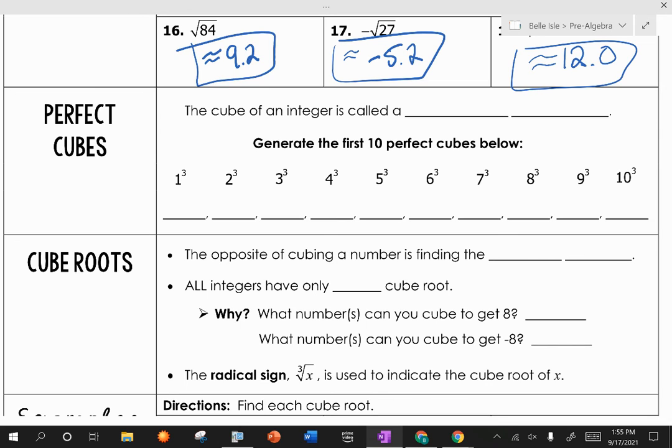Perfect cubes. What's the deal? The rest of the notes? I'm giving you the answers anyway. What is it today? So, perfect cubes. The cube of an integer is called a perfect cube.